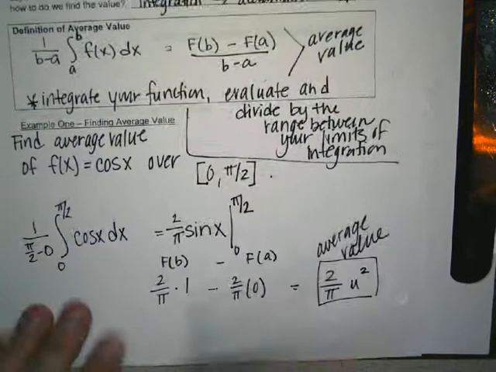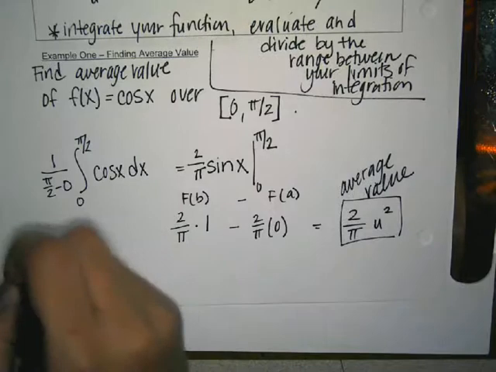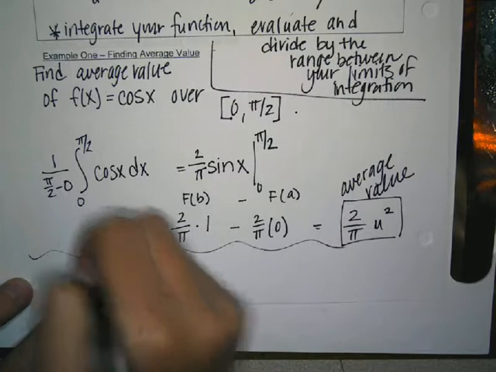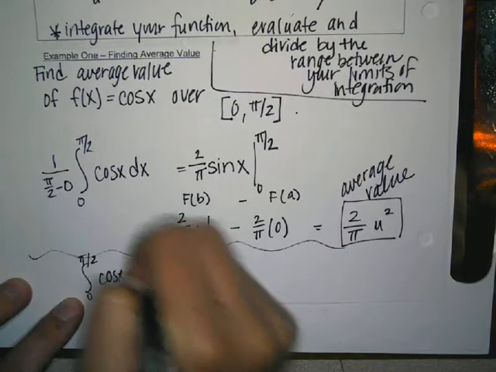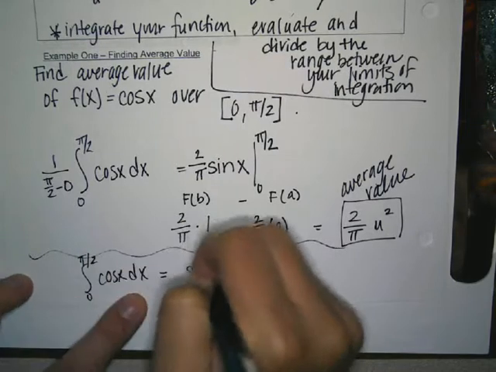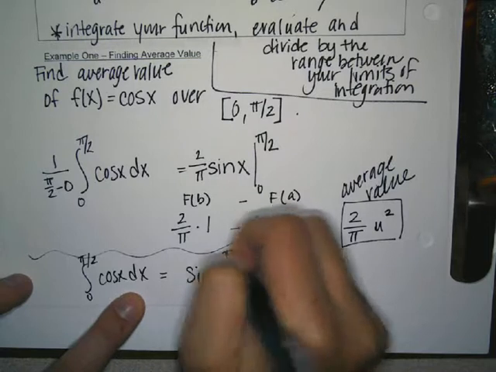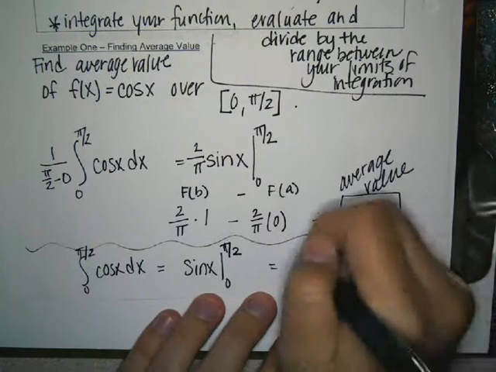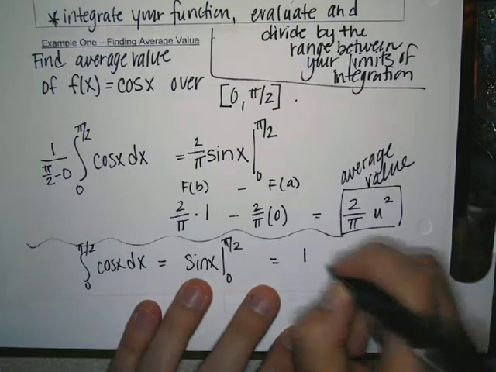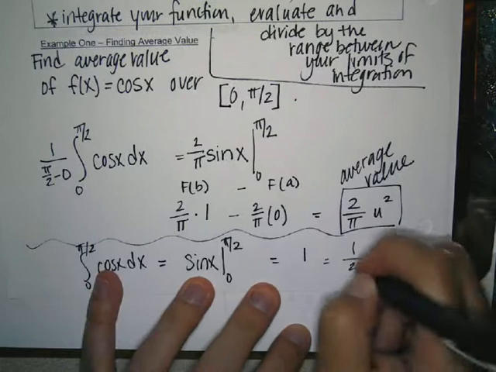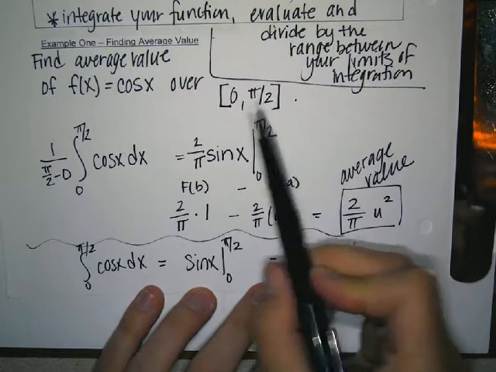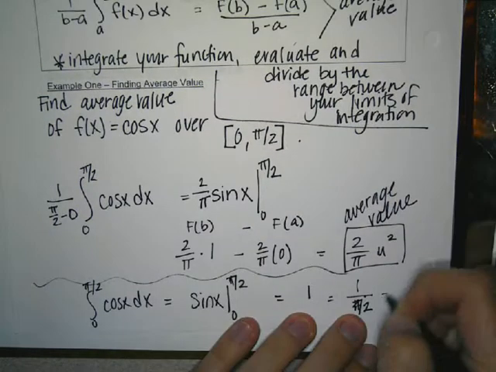Now, if you did it the other way, so if you didn't put this out in front and you just evaluated it, it's going to look very similar. You're still going to have sine x. You're going to evaluate it from 0 to pi over 2. What you would find is that value is 1, and then you would take 1 and divide it by pi over 2, because that pi over 2 is the space between 0 and pi over 2. You would still get 2 over pi.